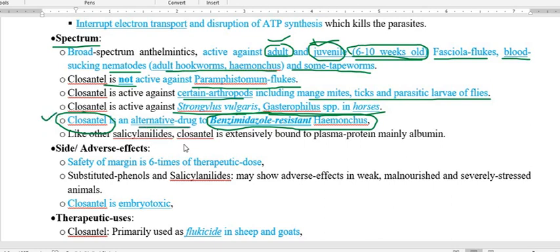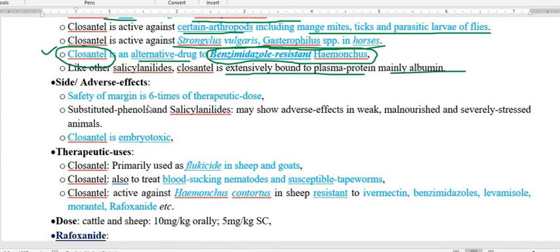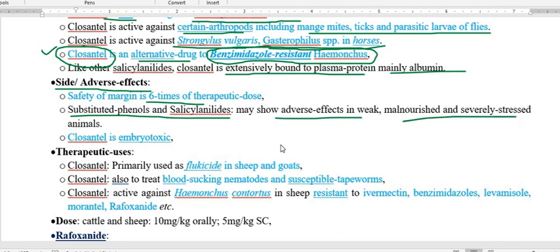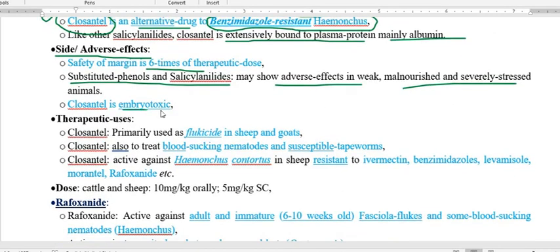So this is important. Regarding its pharmacokinetics, clorsulon is extensively bound to plasma protein, particularly albumin. The margin of safety is about 6 times the therapeutic dose, and similar to the substituted phenols and salicylanilides, they show adverse effects in weak, malnourished, and severely stressed animals. So this is very, very important. Clorsulon is also showing embryo toxicity.